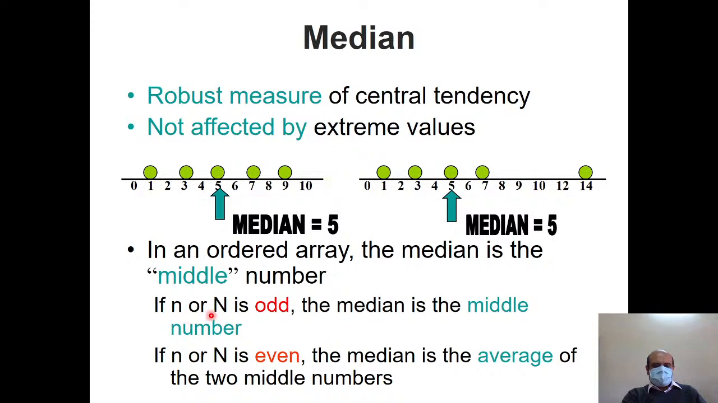If the number of people in the sample, or the number of people in the population, is odd, the median is the middle number. If n, the number of people in the sample or population, is even, the median is the average of the two middle numbers. Understood? So if there are even numbers, you will get two middle numbers, and then you have to take the average of the two middle numbers, right?